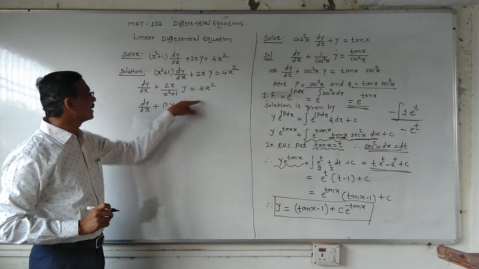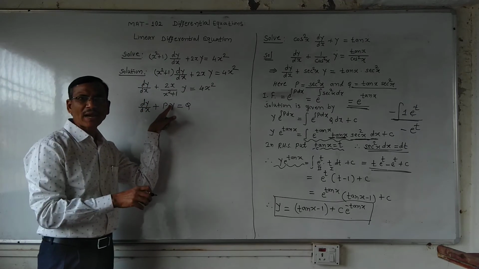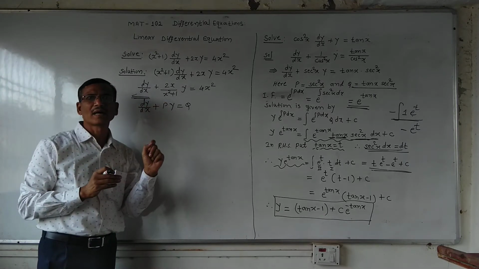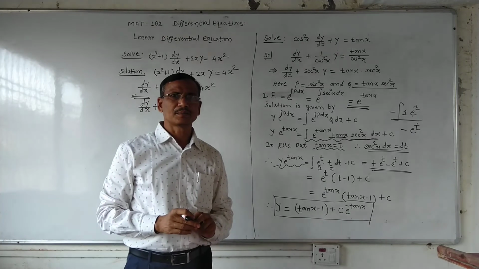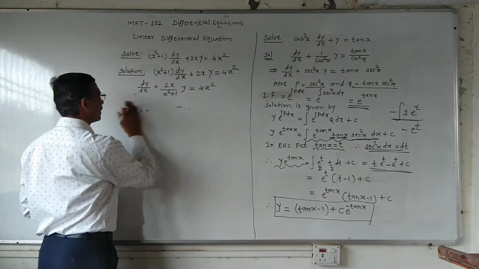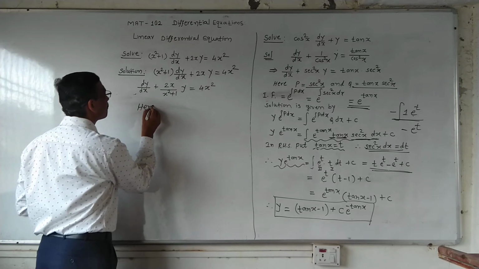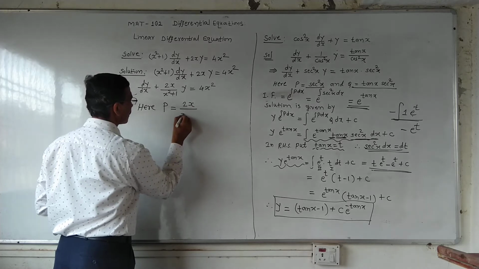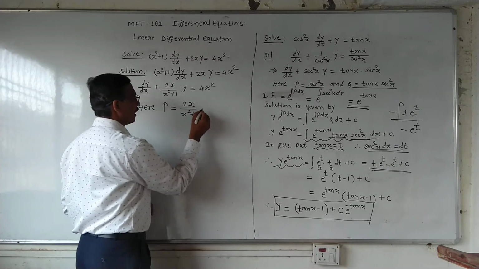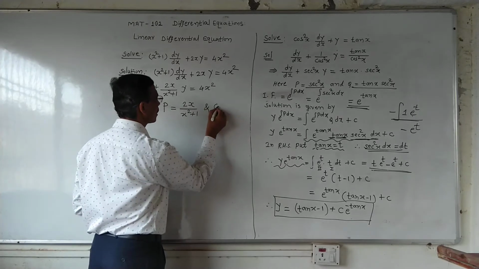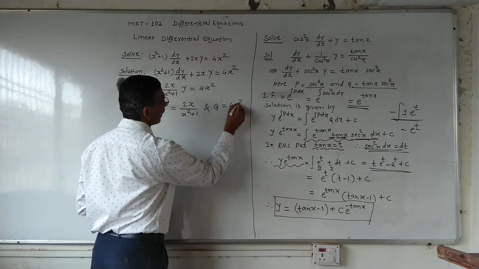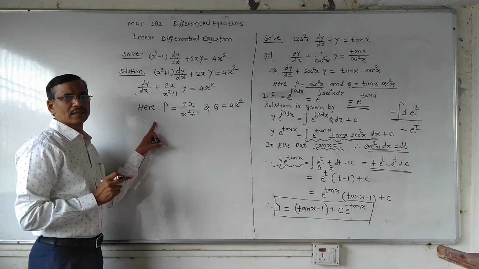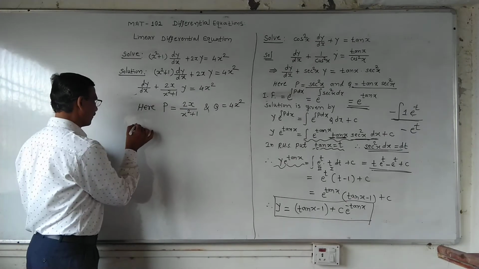Then after getting this equation in this form, at the time of writing the solution, here you have to write that this is a first order linear differential equation. And then P means coefficient of y. P is equals to 2x upon x square plus 1. And Q, what is Q? Q is equals to 4x square. Okay, then now we shall find the integrating factor.